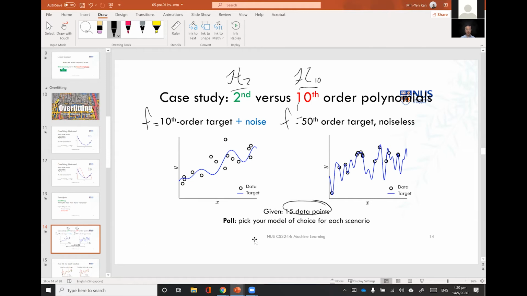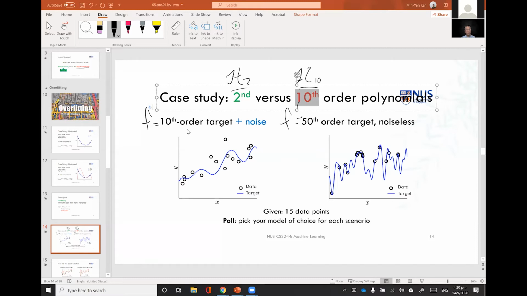So if you pick your model, let's do this with you. For the first model, which one do you think will work better, a second order or 10th order, given you already know that you have 15 data points? If you say second order, give me a yes. If you say 10th order, give me a no on the participants list. Maybe I'll select a 10th order for the first one. So all of you are choosing a low order polynomial.